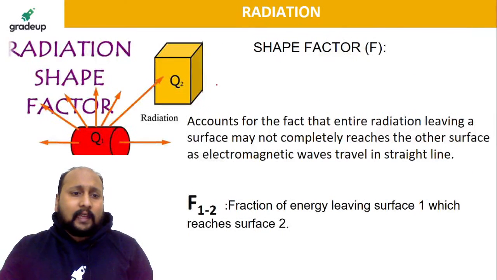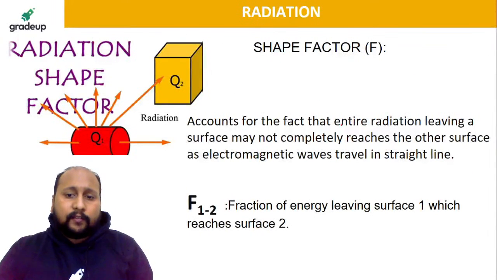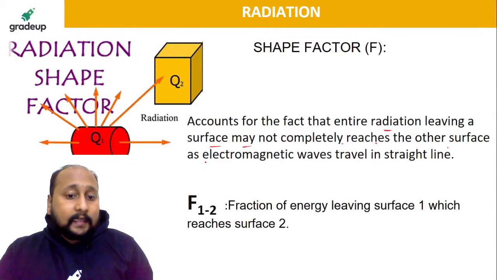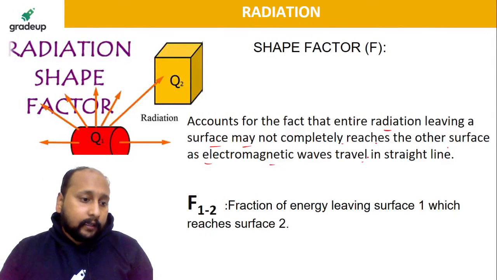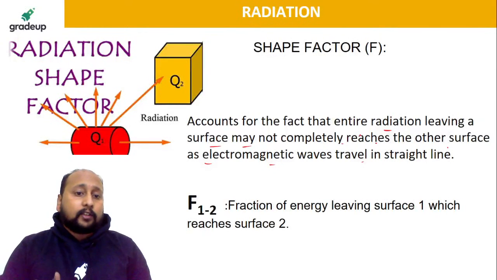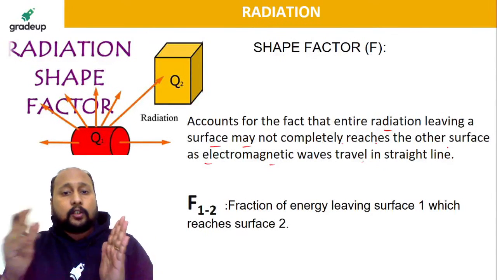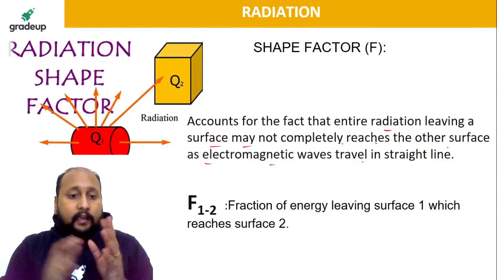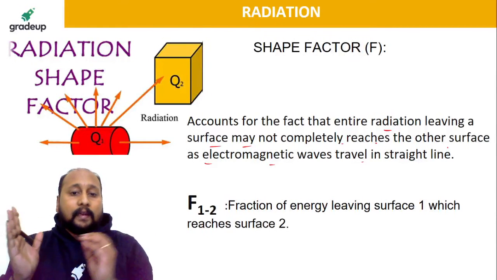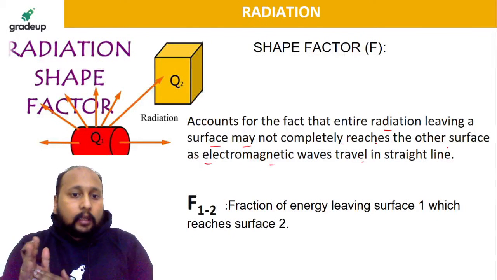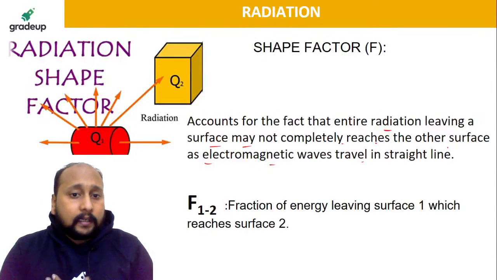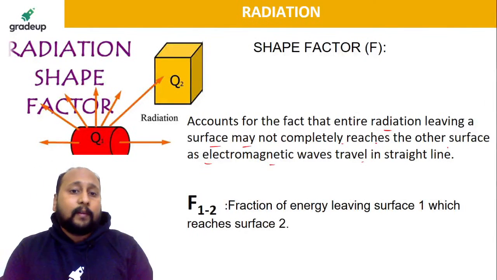So shape factor is very easy. It accounts for the fact that the entire radiation leaving a surface may not completely reach the other surface, as electromagnetic waves travel in a straight line. If I say there are 10 units of radiation being emitted from my left hand, it is not mandatory that all the 10 will reach my right hand. There is a possibility that only 90% is reaching, so that 0.9 we call the shape factor from 1 to 2.